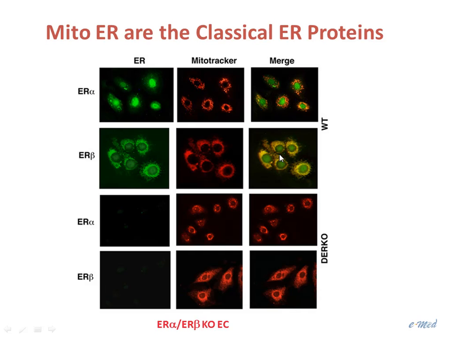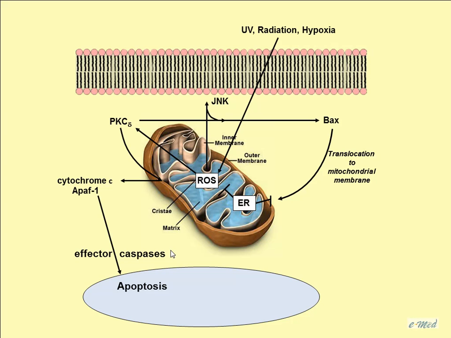Again, unmanipulated cells. These are right out of the aorta. The ER beta is mainly in the mitochondria. But if you look at the cells from the double knockout mice, you see no ER alpha anywhere or ER beta anywhere. So these are products of the same gene. It is the same protein, but it traffics to the mitochondria. So what is it doing there? Let's go back to the breast cancer model.